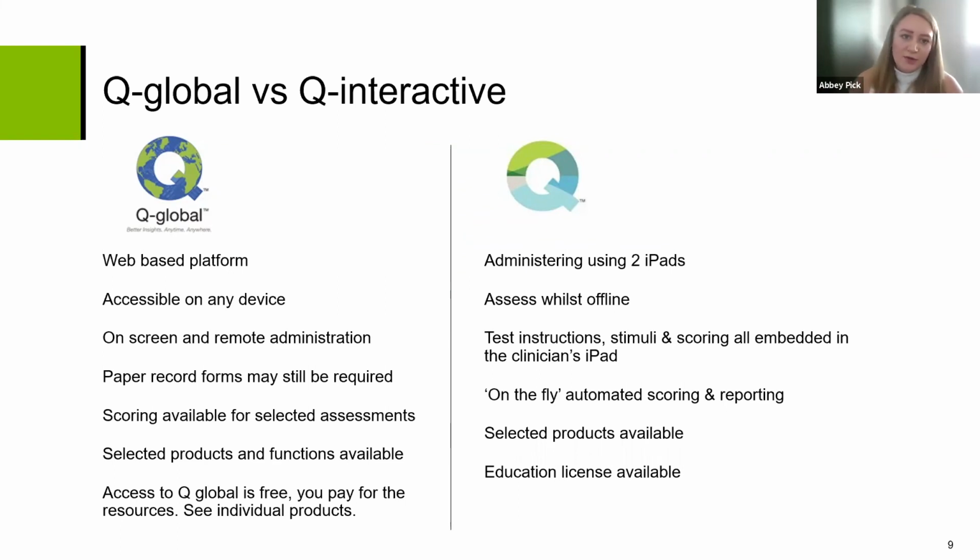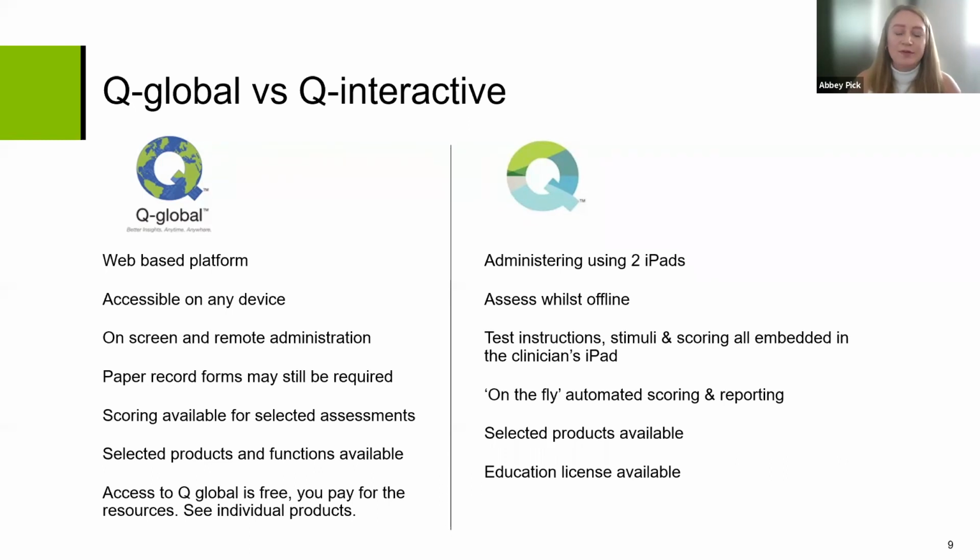So selected manuals and stimulus materials are now available in PDF or digital format. Some assessments still require paper record forms, or you have the option to use paper record forms still if you'd prefer not to use the device for administration. Group administration is available for assessments like the Ravens 2.